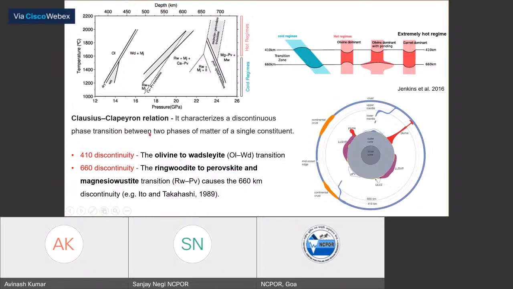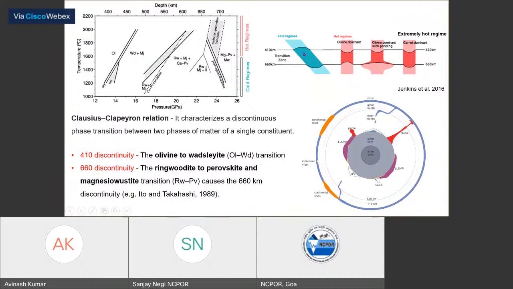Why are these two boundaries important? We can understand it from the Clausius-Clapeyron relation. What exactly is the Clausius-Clapeyron relation? It characterizes a discontinuous phase transition between two phases of matter of a single constituent, and it varies with depth. Here, this is a positive Clapeyron slope, where olivine changes to its high-pressure polymorph. In a cold regime, if the mantle is colder than the ambient mantle, the boundary will shift upwards, as can be seen here. So the 410 is elevated, and similarly the 660 will be depressed. So we get a thicker transition zone when a cold anomaly is introduced.